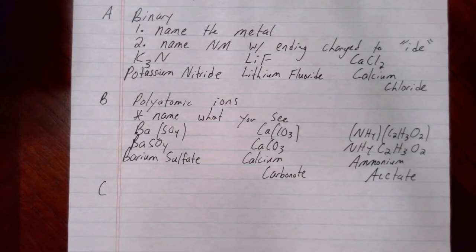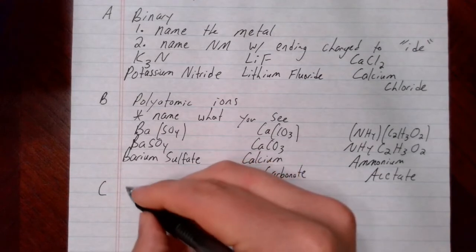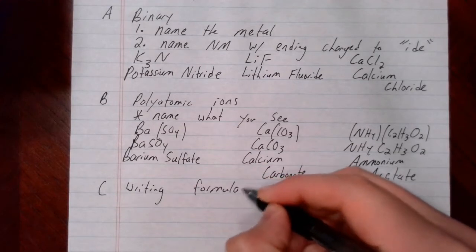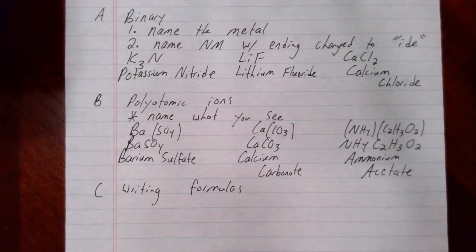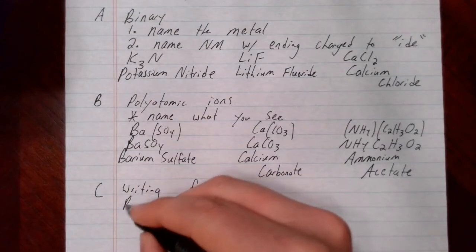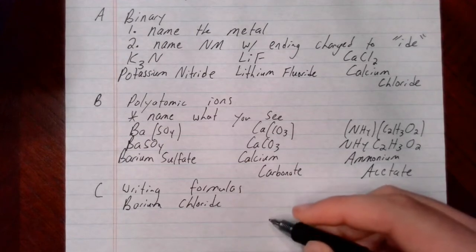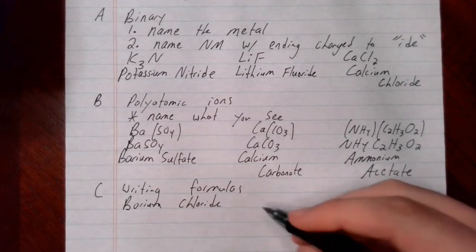The second rule is if the charges don't cancel, you switch the absolute value of the charges and write them as subscripts. If the charges cancel, we're good, we're done. But if they don't cancel, you flip the absolute value of the charges and write them as subscripts. I know that's a lot of words. Let's look at what this means. We'll label this writing formulas. In your notes, I think you have barium chloride, and calcium carbonate.